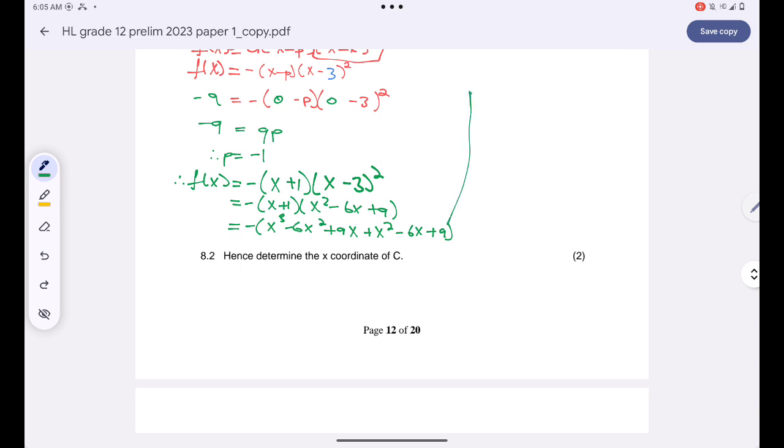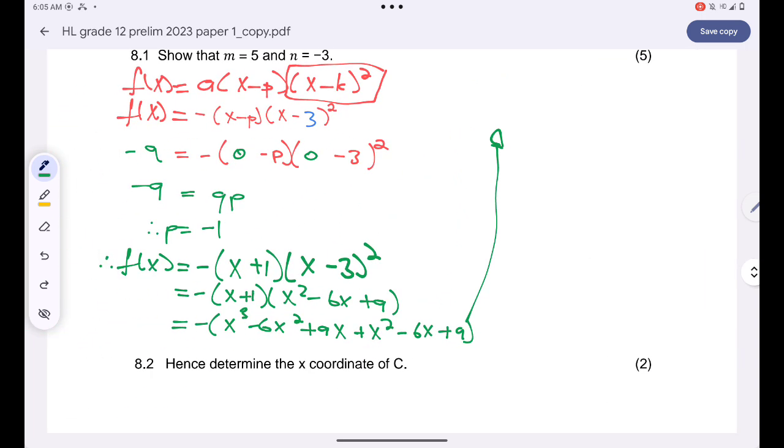Okay, let me continue here on the side. Then f of x will simply be negative outside the bracket. I still have x cubed, and then negative 6x squared plus x squared, that's negative 5x squared, and then 9x minus 6x, that's basically positive 3x plus 9. But remember guys, I just need to remove this bracket by multiplying by negative. I'll end up having negative x cubed plus 5x squared minus 3x minus 9.